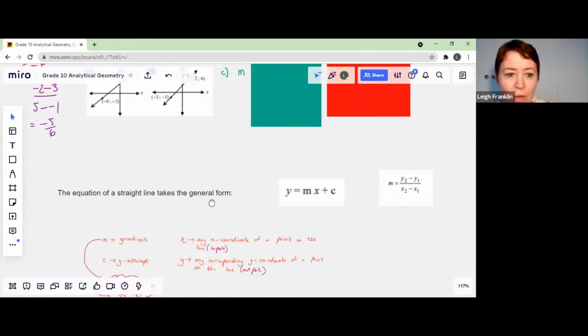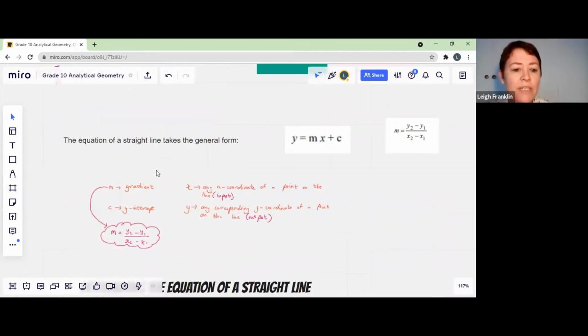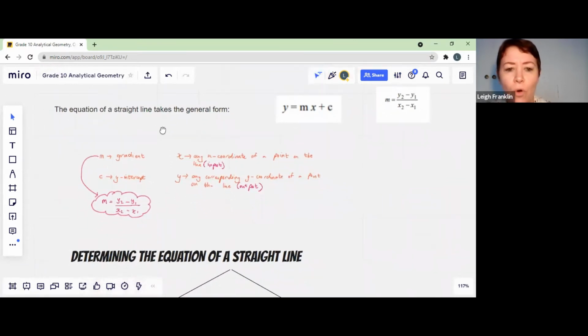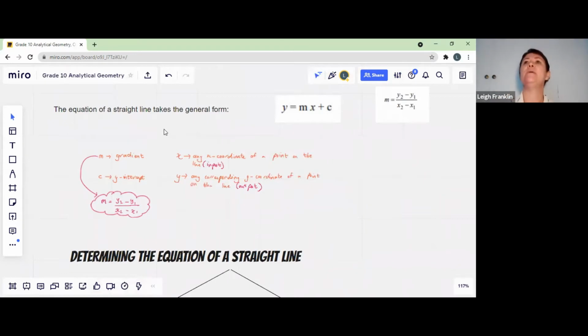Not a problem. Okay. So today I wanted us to talk about the equation of a straight line. If you recall, we had spoken about this a little bit in our previous lesson, and how gradient ties into that. So here is the equation of a straight line. In grade 10, working out the equation of a straight line in analytical geometry can be asked, but it's generally more of a grade 11 concept.